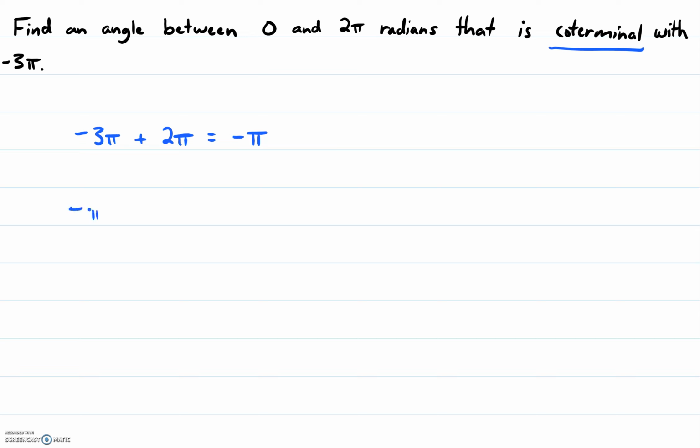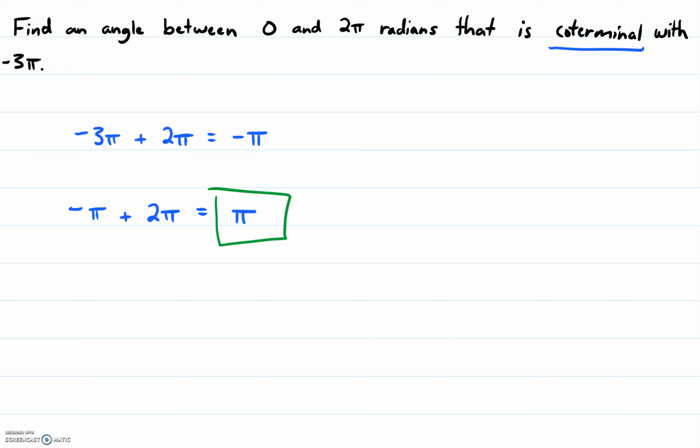We're going to take negative pi and add another whole circle, another whole revolution, to that. So negative pi plus 2 pi is going to leave us with positive pi. Now we ask ourselves, is pi between 0 and 2 pi? And the answer is yes. In fact, it's right in the middle of those two.